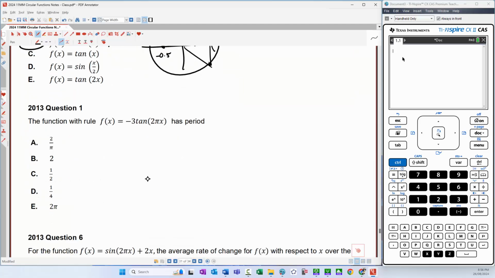Yeah, that's definitely cosine x. All right, now the function with the rule f of x equals that has the period. So tan has a default period of pi. We're dividing this by the n value, which is 2 pi in this case. So that's going to cancel out, giving us a half.